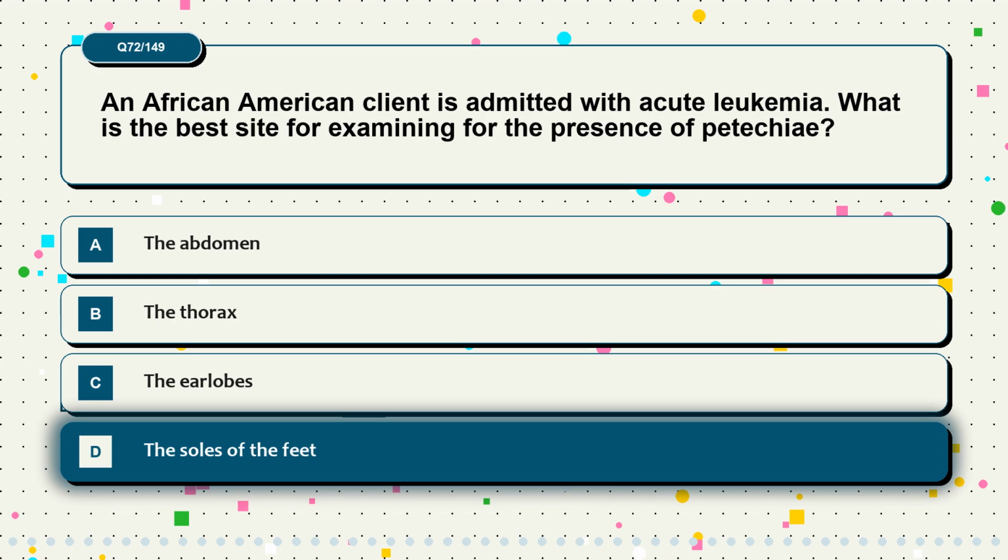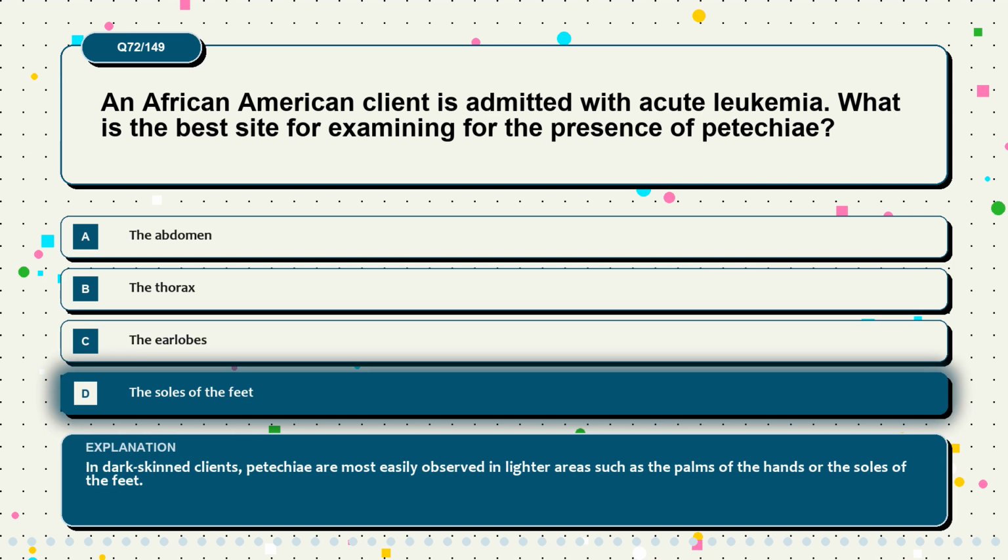The correct answer is option D. The soles of the feet. In dark-skinned clients, petechiae are most easily observed in lighter areas such as the palms of the hands or the soles of the feet.